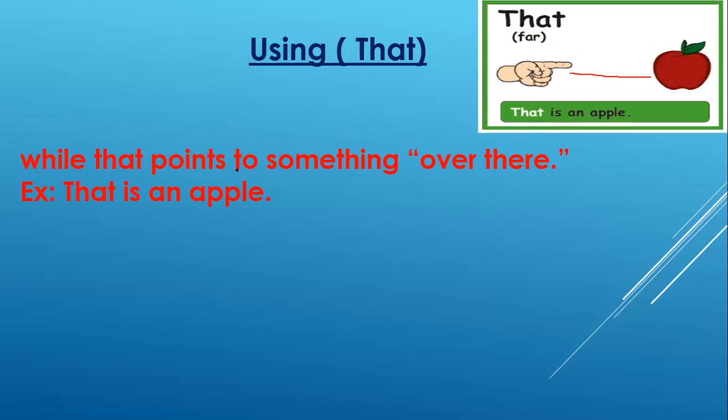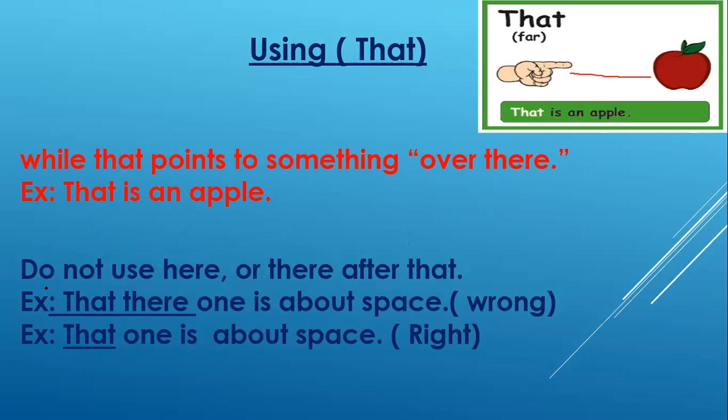It's far, okay? So that points to something over there. So that is an apple. So the difference only between the first sentence, this is an apple, and that is an apple: when I use this, it means that the apple is very near from me. But when I use that, it means the apple is far. The same thing here. Do not use here or there after that. So here or there, I don't use it after this or that or these or those. So the correct here will be that one is about space.